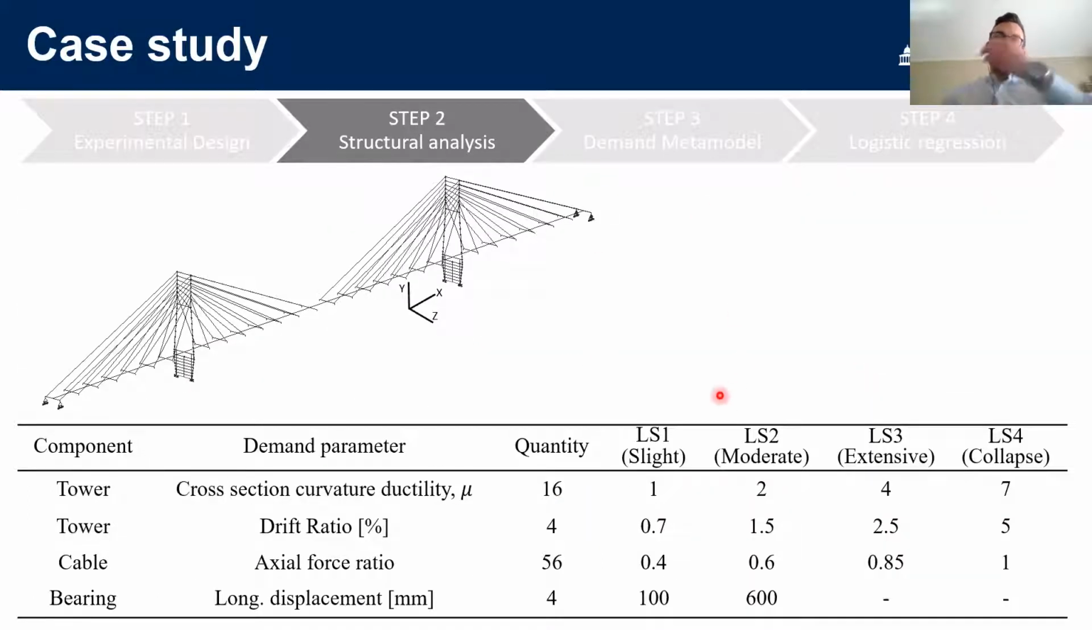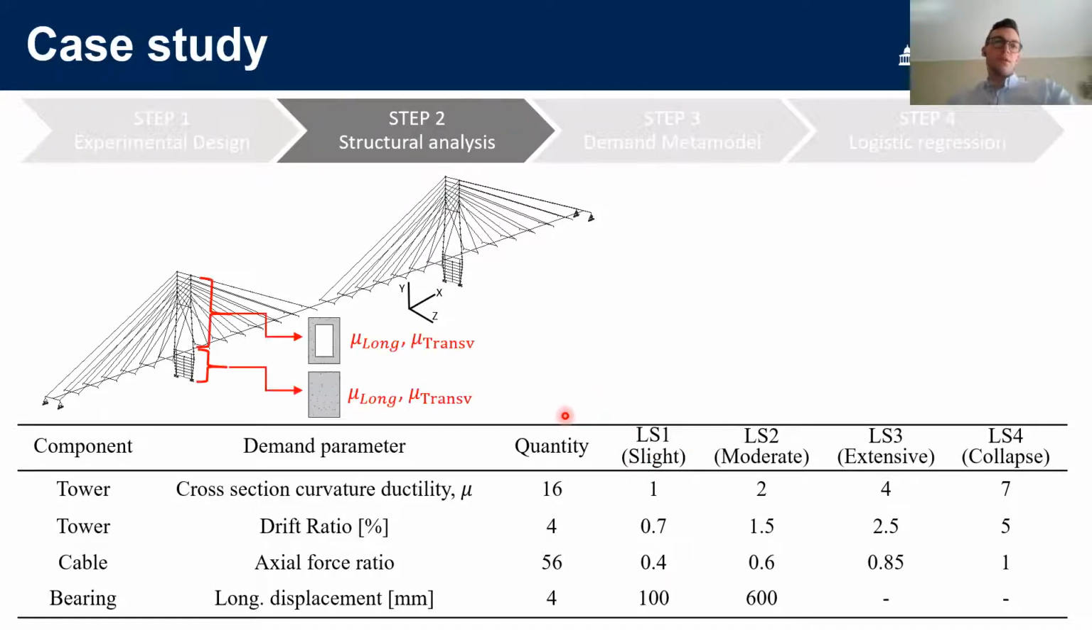The last step before launching the analysis consists in defining demand parameters, which are a quantifiable way to determine the damage inside the different components. So in my analysis, I consider damage in the towers, in the cables, and in the bearings. And for them, I assume 4 limit states, which are distinguished by the level of damage that develops.